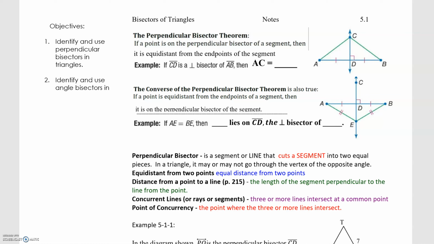Hello, this is lesson 5.1 talking about bisectors of triangles. So we're going to identify and use perpendicular bisectors, and then we're going to identify and use angle bisectors. So let's go ahead and start with a perpendicular bisector.